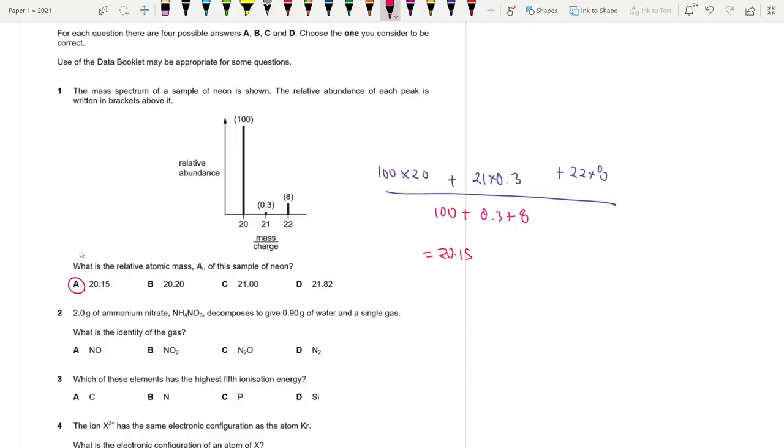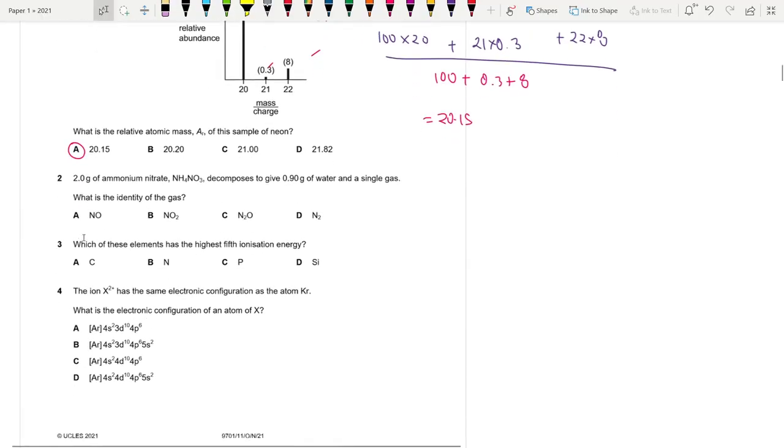Okay, so remember, it's not always going to be divided by 100. Remember that in the denominator you're going to have the total abundance, so you need to add these up to get the total abundance. That's your denominator. Okay, so 2 grams of ammonium nitrate decomposes to give 0.9 grams of water and a single gas. What is the identity of the gas?